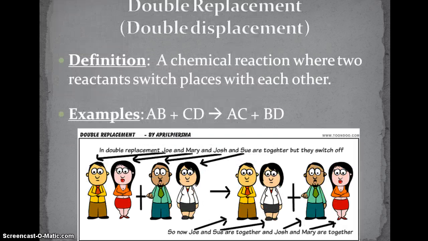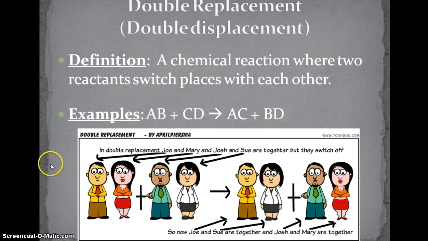A double replacement reaction is very similar to a single replacement, except we're talking about two reactants. This is a chemical reaction where two reactants switch places with each other. So now we have my B and my C swapping places completely to gain a new partner.